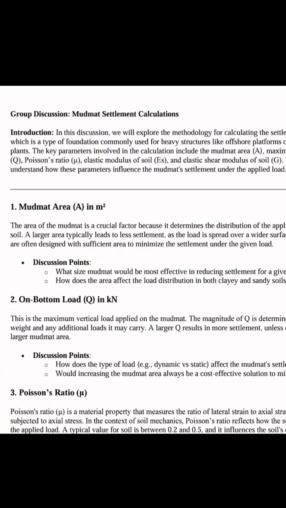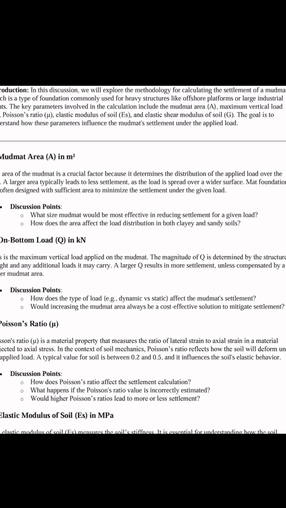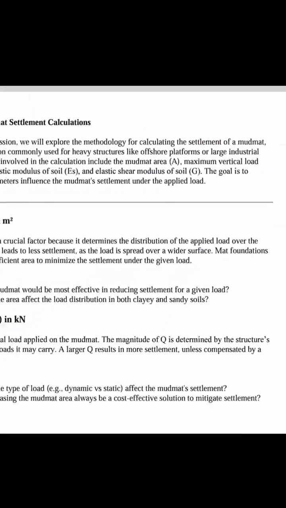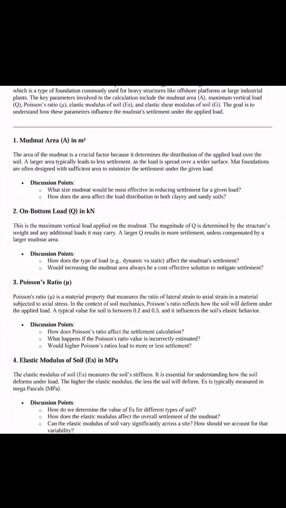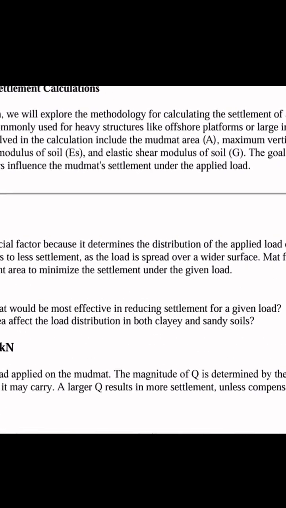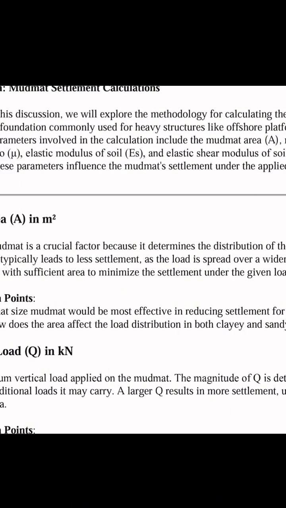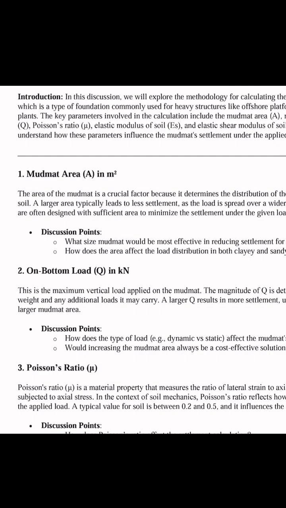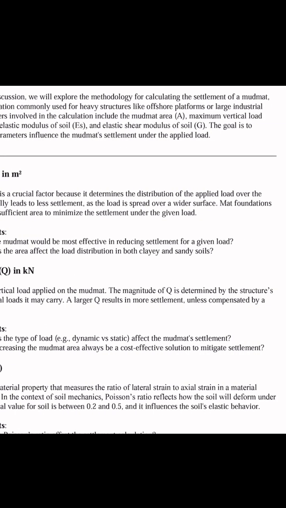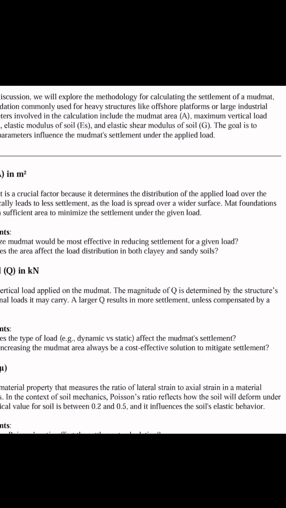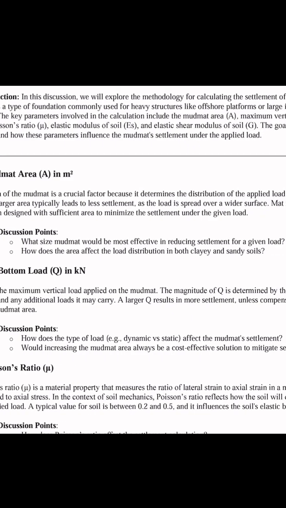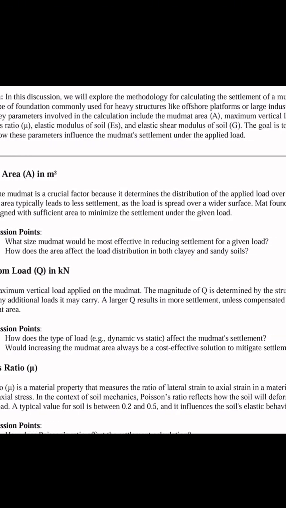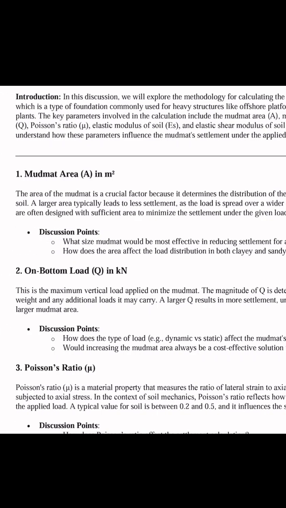Let's have a group discussion on the Mudmat settlement calculations. In this discussion, we will explore the methodology for calculating the settlement of Mudmat, which is a type of foundation commonly used for heavy structures like offshore platforms or large industrial plants. The key parameters involved in the calculation include Mudmat area, maximum vertical load, Poisson ratio, elastic modulus, elastic shear modulus. The goal is to understand how these parameters influence the Mudmat settlement under the applied load.